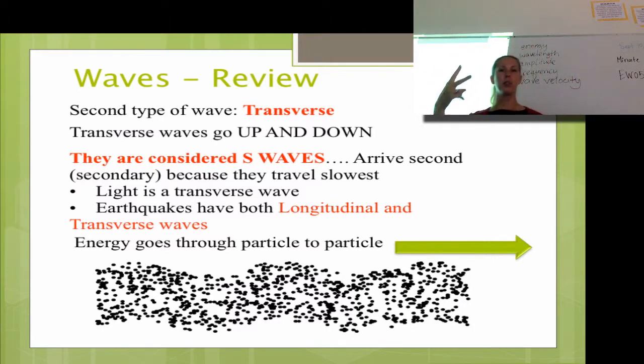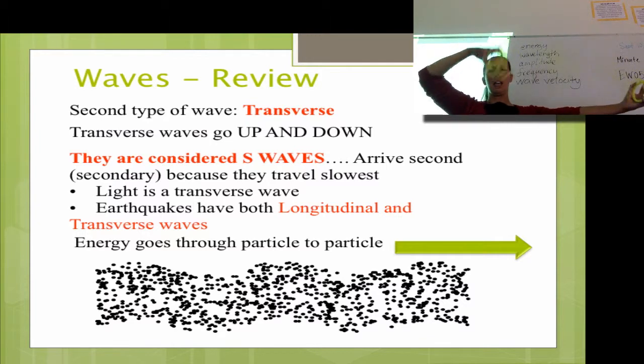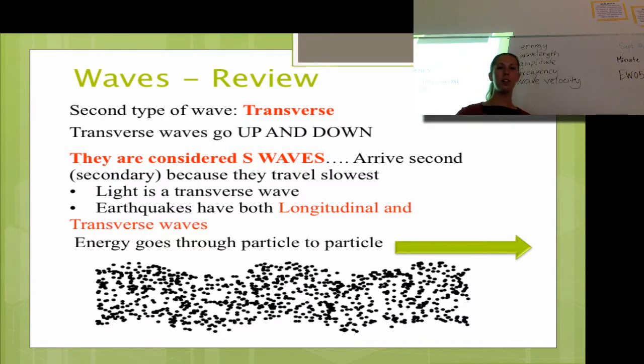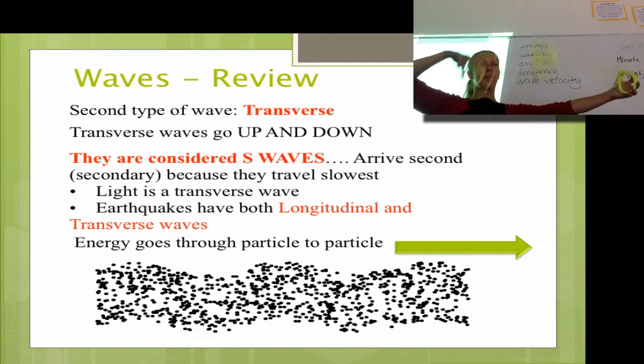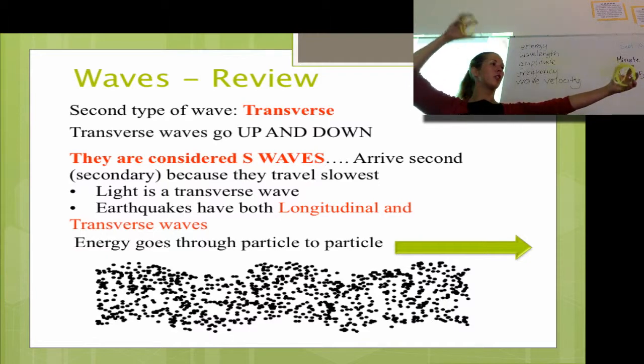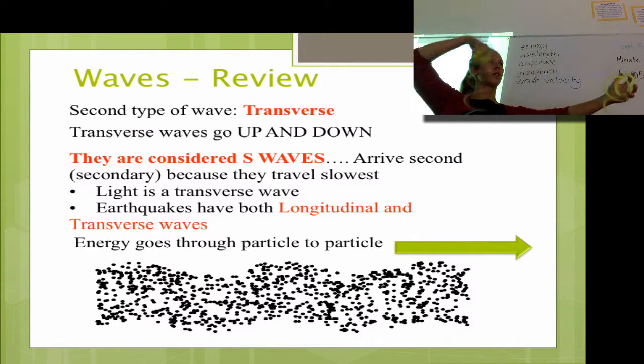Second type of wave, transverse. This kind. Up and down. They're considered S waves, also known as secondary, because they travel slower. Light is a transverse wave. Still the same as the last type of wave, energy goes particle to particle. So I'll do it some more. Up and down. Transverse, because they are transversing the center of the wave. Longitudinal, they're going down the length of the wave. Transverse.